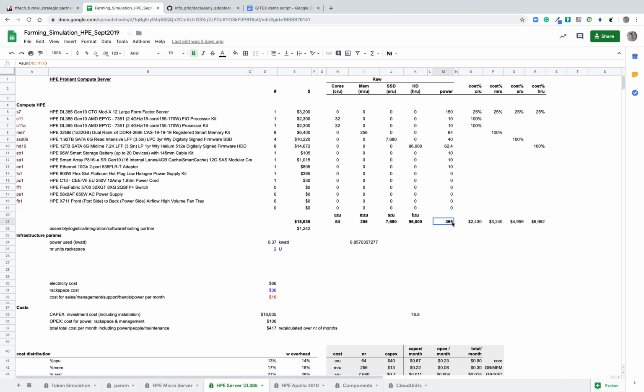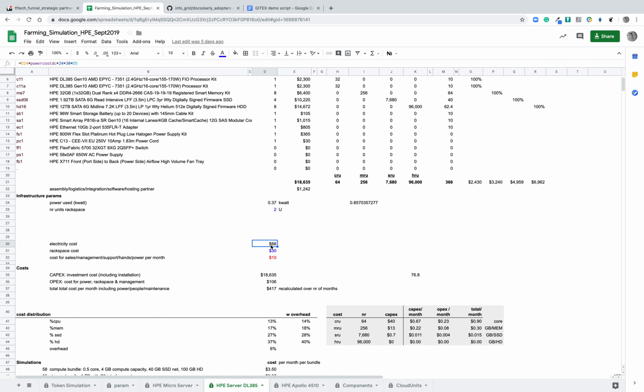In total, the assumption is, and again, I know it depends on the workload, that it uses approximately 366 watts per hour of power, which is 0.37 kilowatts. The sizing is 2U, so if and when you put it in a data center, you need to plan for 2U plus whatever other equipment like switches you need around it.